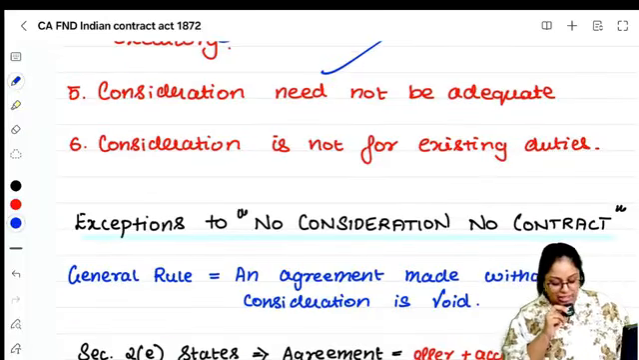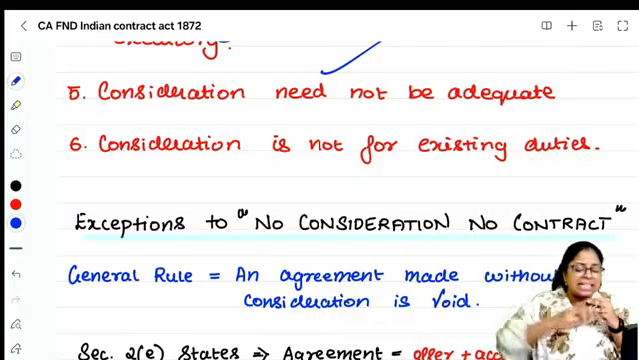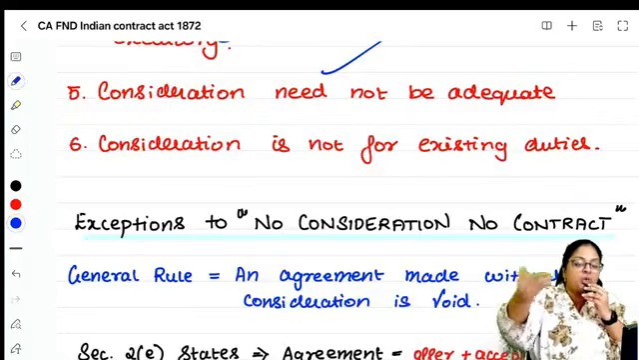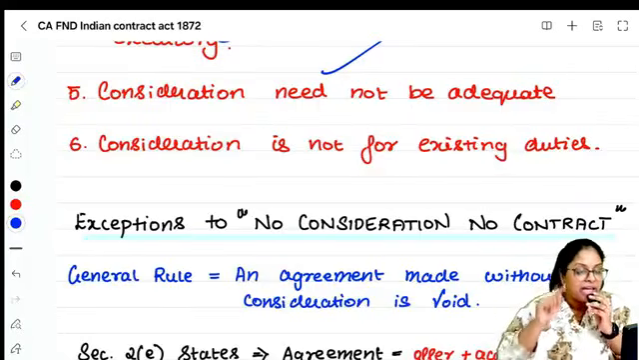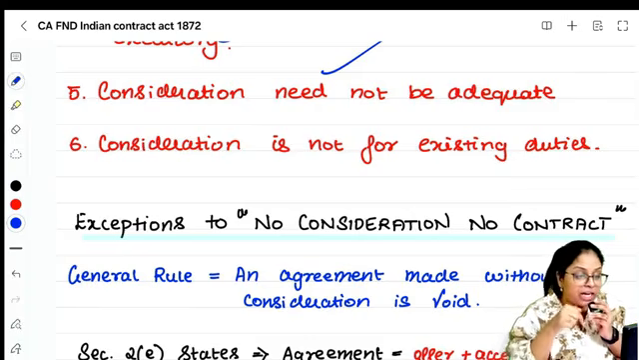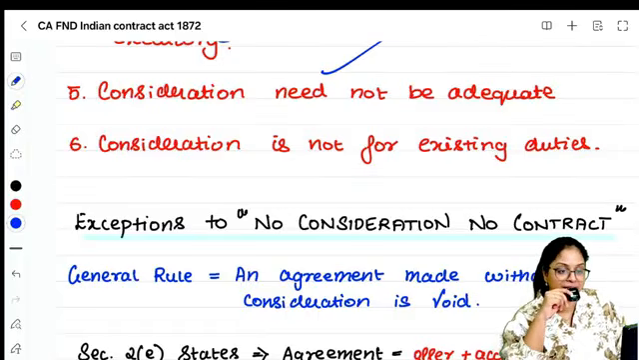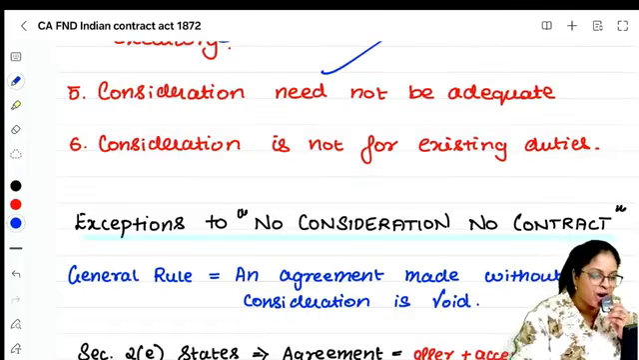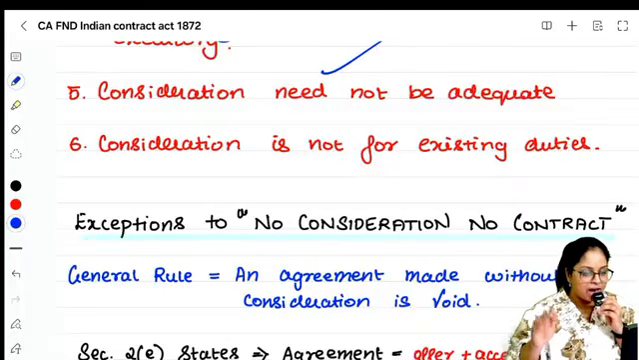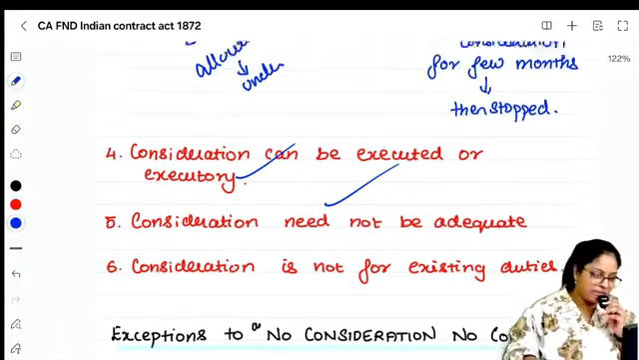And next is, consideration is not for existing duties. You go to the police station to file a FIR. It is the responsibility of the police officer, it is the duty of the police officer to ask what happened and register the FIR. He cannot ask you to pay extra money for filing a FIR. That is his duty. He cannot ask you to pay anything extra. For what? For doing what? For registering a FIR. Are you able to understand? Very good.